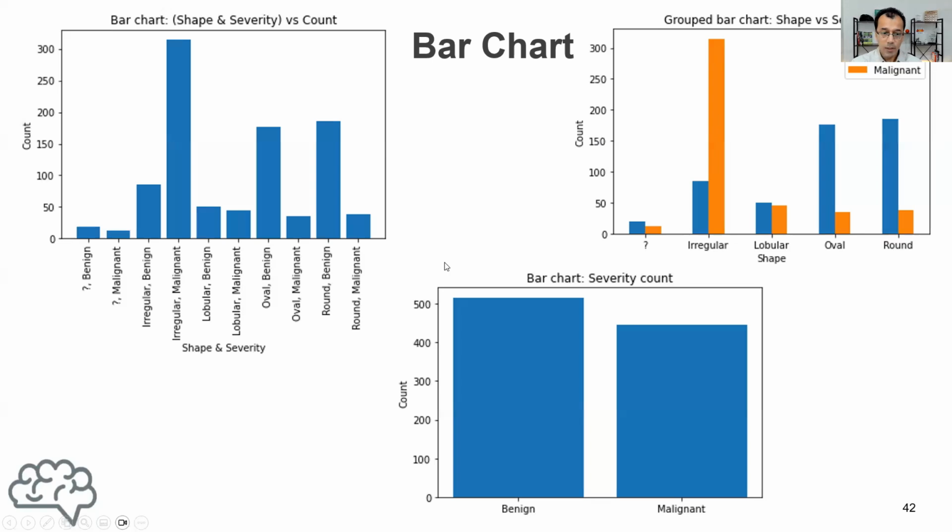In the first bar chart, I combined the shape with the classification of the mammogram. Here I separated it. Here I am using only the shape, and the category I'm showing by a different color, either blue or orange. This is simply a bar chart counting the number of samples that I have in my data set for each of the two classifications, benign and malignant.